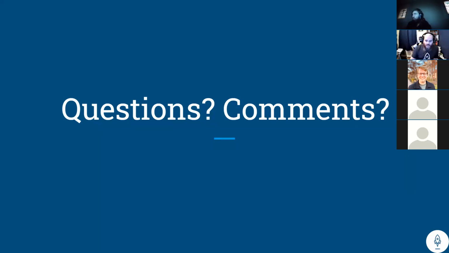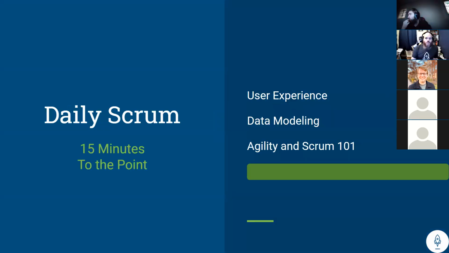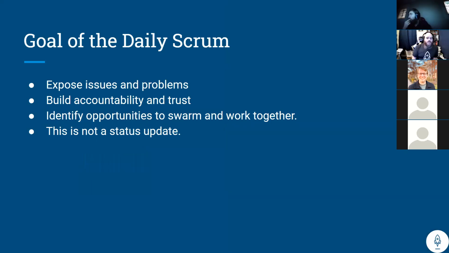So I'm going to go ahead and dive into our last section here. And I'm going to talk a little bit more in depth about the daily scrum. For the next 4 classes, I will be talking about each one of these a little more in depth. So you guys do have an idea of what you're supposed to do with these when you get out into the field. So goal of the daily scrum, we're trying to expose issues and problems, build accountability and trust, and identify opportunities to swarm and work together.